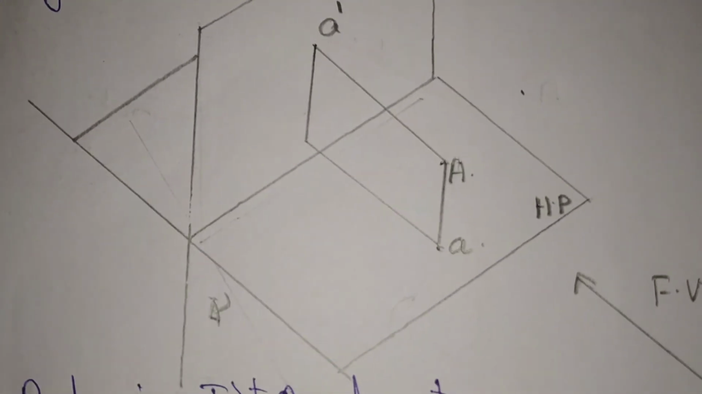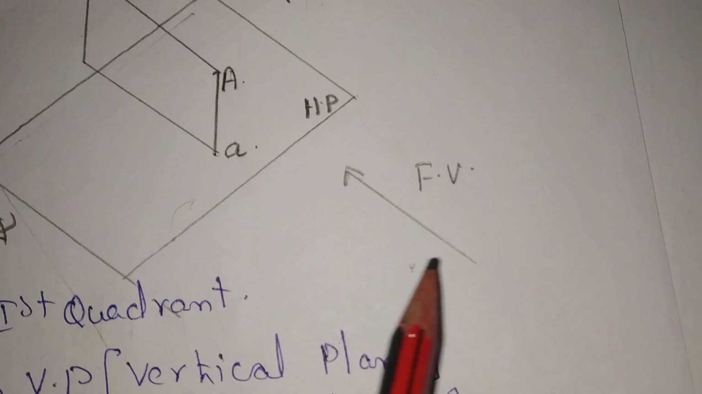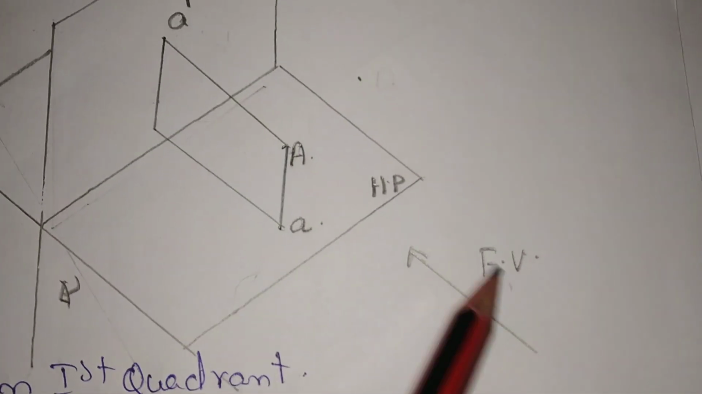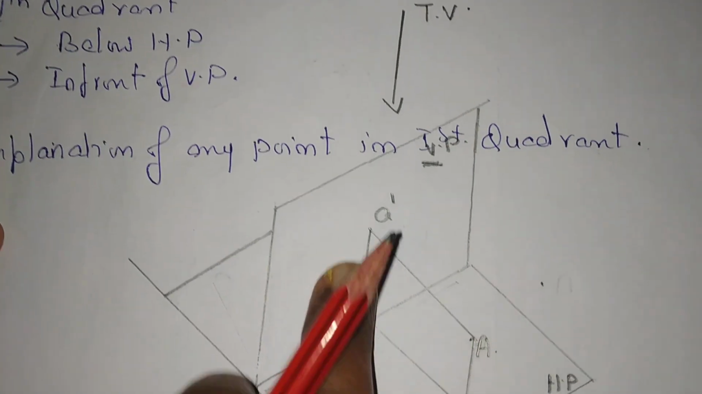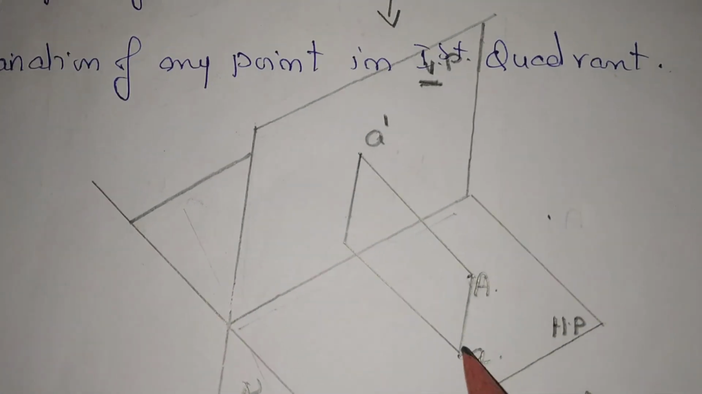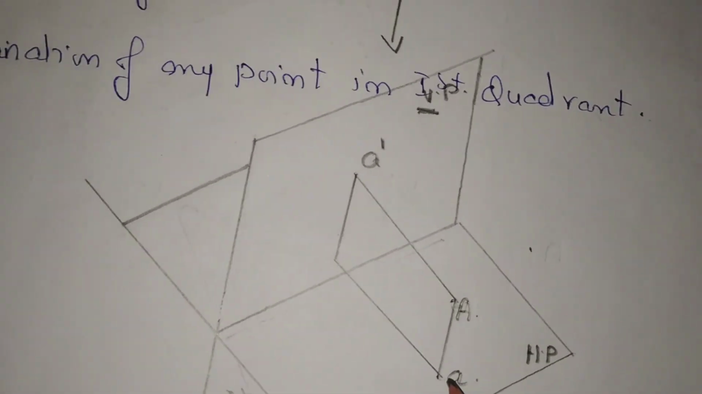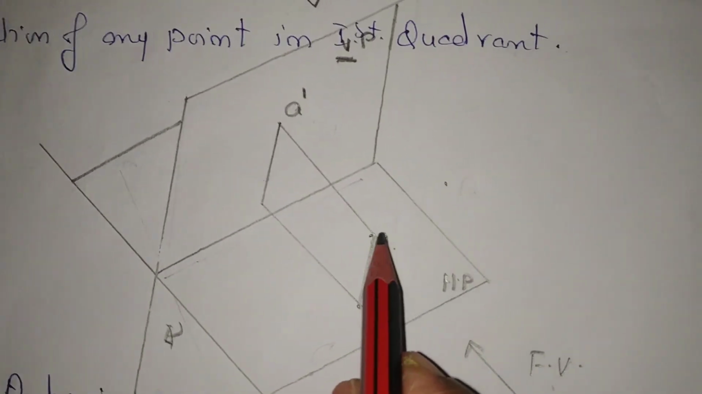Here, you can see, this is the observer. An observer is looking from this side. So, obviously, the front view will fall on which plane? VP plane. An observer is looking again from the top side, so the top view will come on which plane? HP.